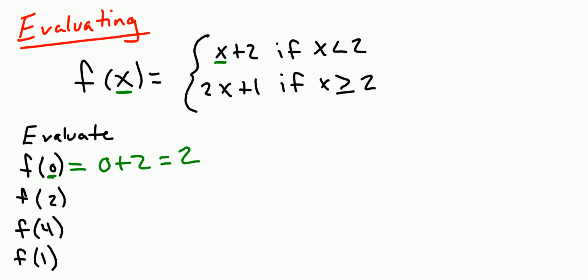Okay, we're going to do the same thing with 2. F of 2, okay? Is 2 less than 2 or is 2 greater than or equal to 2? Right? 2 is equal to 2, so we'll use this function. And we'll replace this x with 2. So 2 times 2 plus 1. 2 times 2 is 4, plus 1 is 5. So f of 2 equals 5.